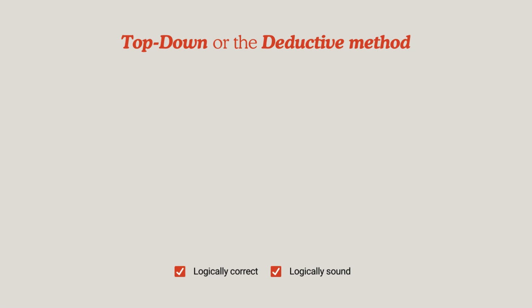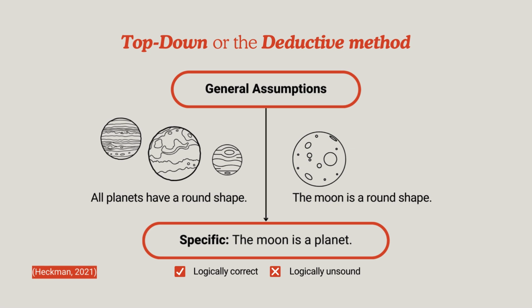However, it can be logically correct but still be logically unsound. An example of this can be a general statement about how planets have a round shape and another general statement about how moons have a round shape as well. Therefore, the moon is a planet. While the two premises lead to that conclusion, it is logically unsound because there is a false premise. In this case, the round shape is not really a classifier for planets.